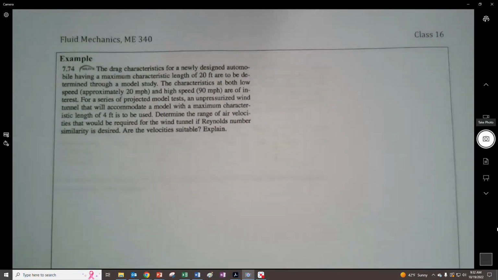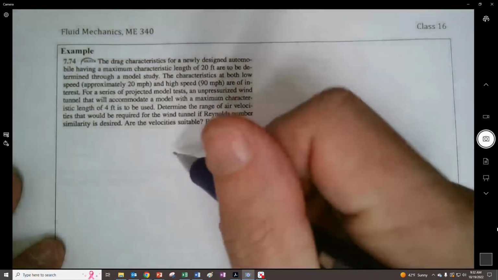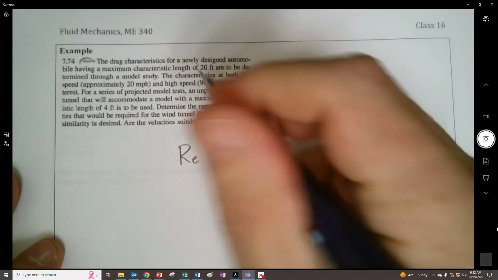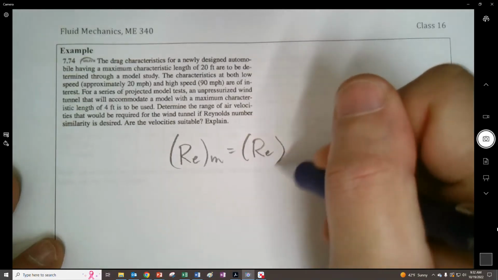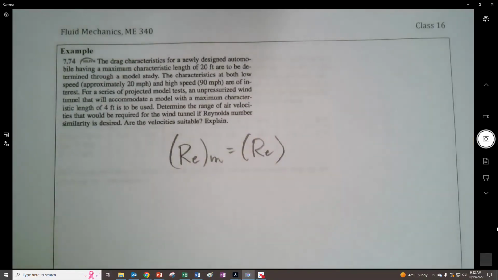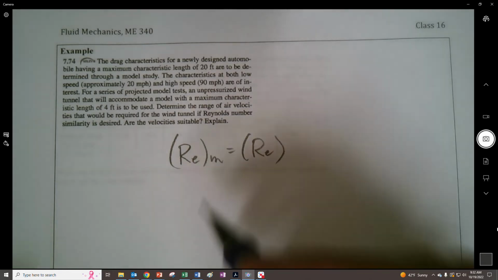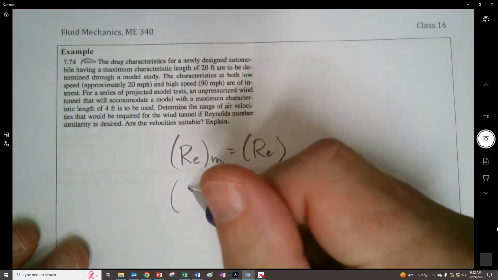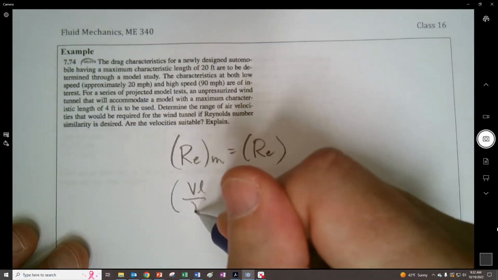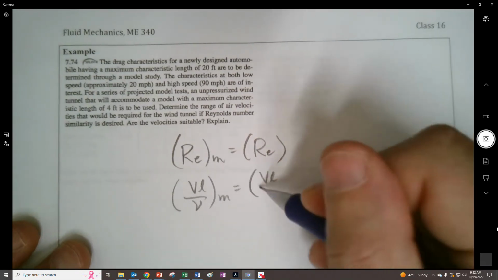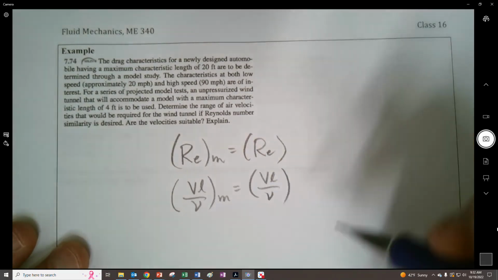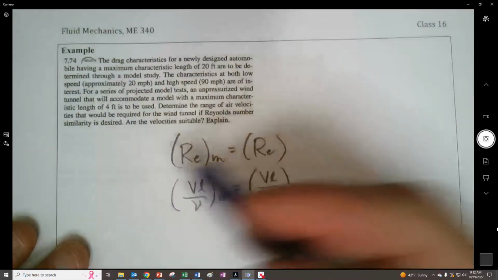So not too much different from the previous one, especially since we had Reynolds number similarity here. So the model and the real thing need to be equal to each other. And so once again, let's use our kinematic viscosity instead of the version of the Reynolds number, just because neither of those things will be changing, and they say they can't change the air pressure in there.